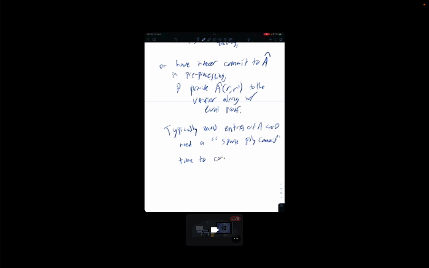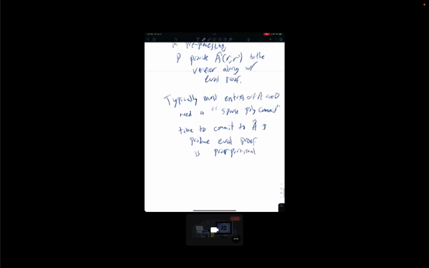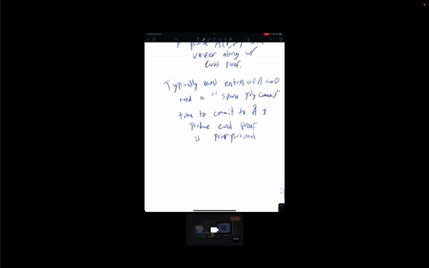So the time to commit to A hat and produce an evaluation proof is proportional not to the total number of entries, which is n squared, or really m times n, but we were assuming throughout that m equals n for simplicity, but rather just to the number of non-zero entries in the matrix.